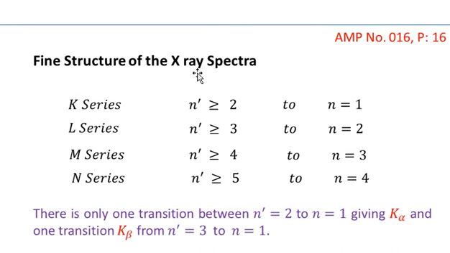Fine structure of the X-ray spectra. For the K series, n prime should be greater than or equal to 2, whereas n is equal to 1. You know that n is equal to 1 represents the base level. So for K series, the base level is n is equal to 1. For L series, the base level is n is equal to 2. For M series, the base level is n is equal to 3.